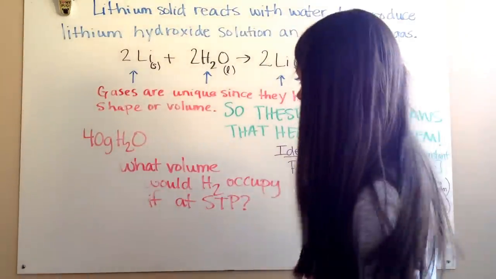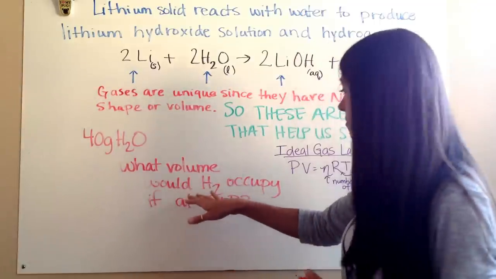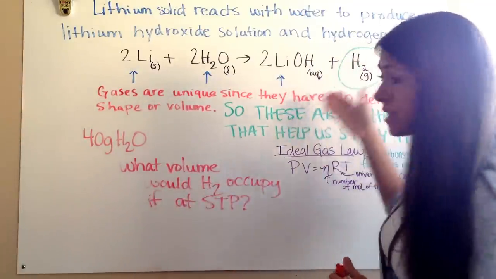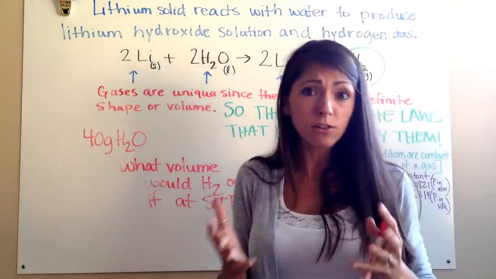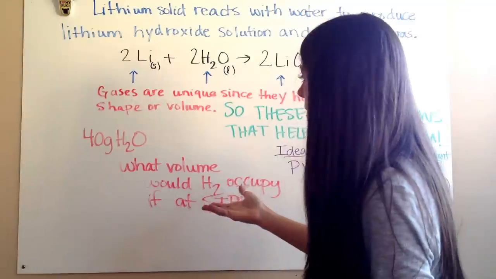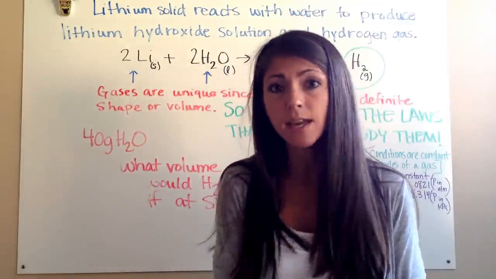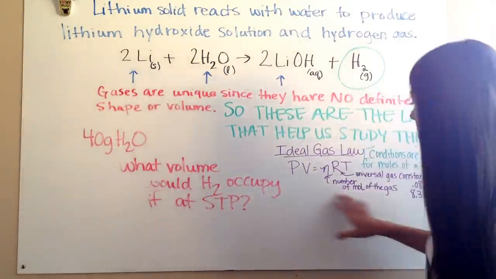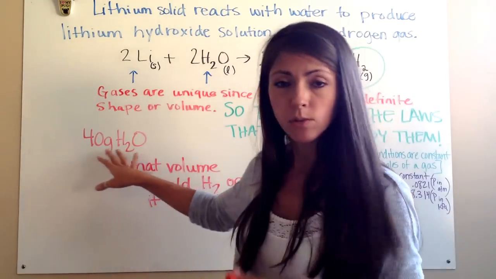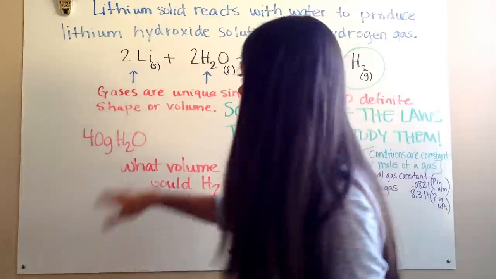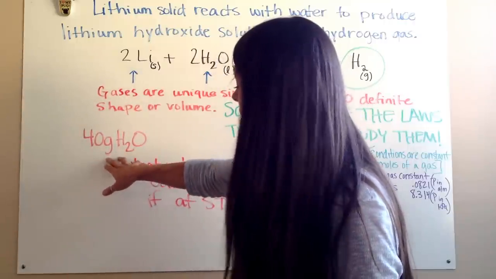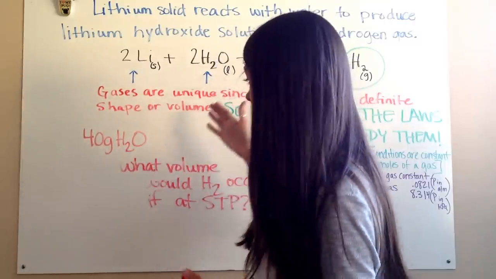So, wait a minute. You're telling me that I need to figure out the volume of this gas, how much volume, what liters of hydrogen gas we made based on an amount of water that we started with? We can do this. The ideal gas law incorporates moles. And we learned in stoichiometry just a few minutes ago in the video that we can take mass of one thing, grams, and figure out moles of something else.